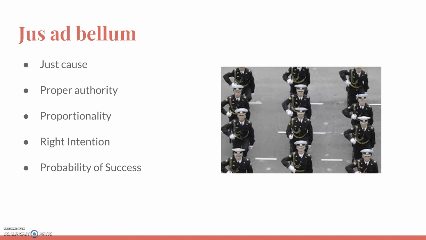The second one is proper authority. This means that the state or community considering war must have its leaders declare it. So a regular person or group can't just decide that they're going to enter a war. The third one, proportionality. A state must weigh the universal goods hoping to be accomplished against the universal evils that eventually come from being involved in a war.